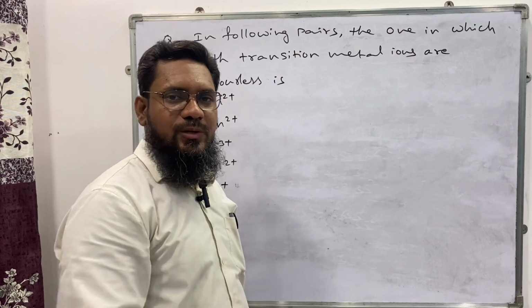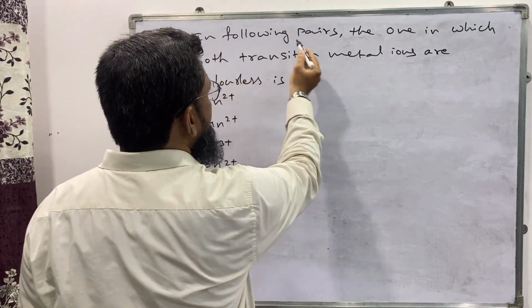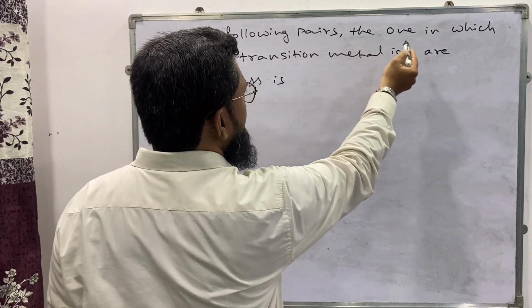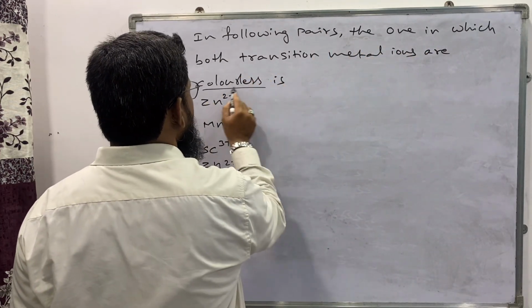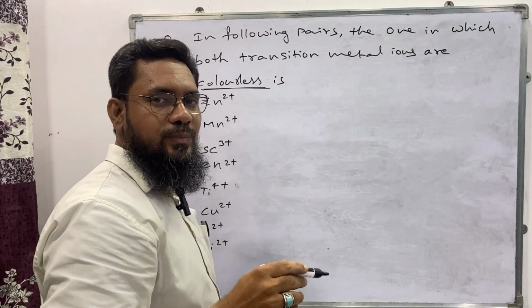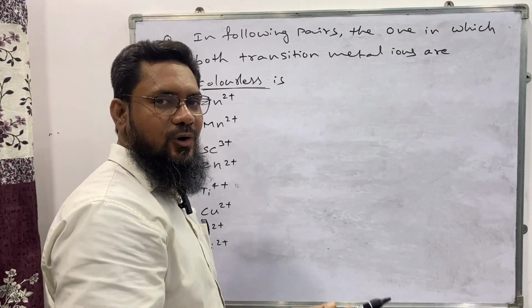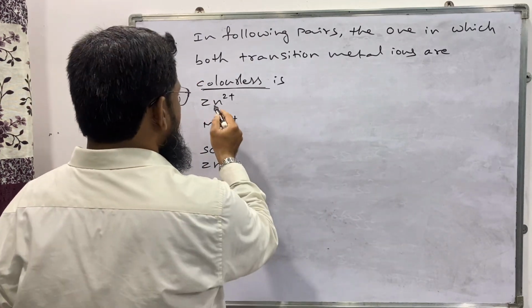Okay, now let's solve the previous JEE question. They are asking in the following pairs, the one in which both transition metal ions are colorless. They are asking colorless. Colorless means there should be no unpaired electrons, or else there should be paired electrons, or else vacant orbitals. Let's see. Let's take this one.